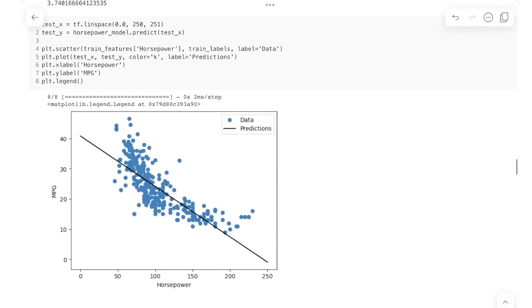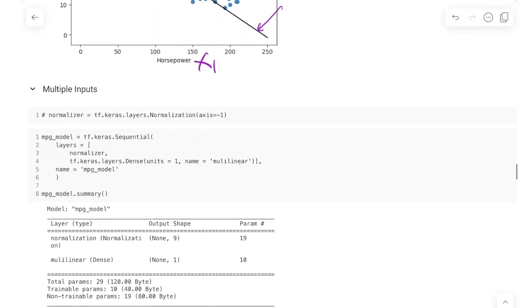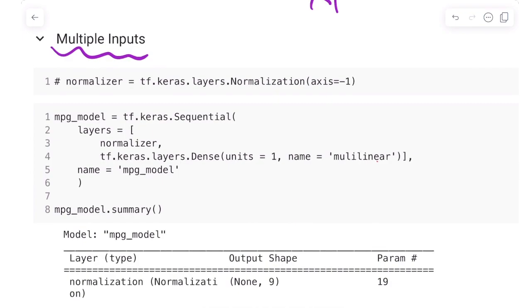So here, that is the result, okay. We have x1, we have y, and that black line is the regression line, okay, found by your neural network model. And here we have the second model, okay. We notice that that is the normalizer, okay. Normalizer has 9 different features.